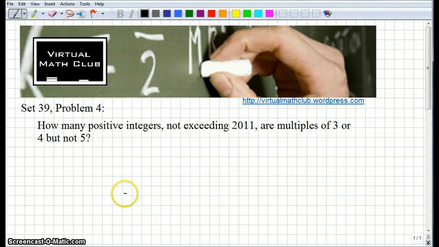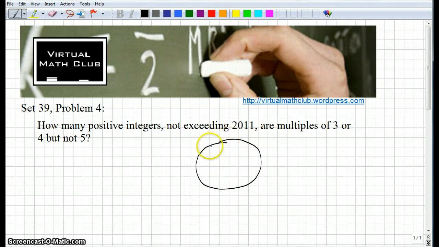Problem number 4. How many positive integers not exceeding 2011 are multiples of 3 or 4 but not 5? Alright, now this is kind of a tricky problem, but if we just take it step by step, it's not so bad. The first thing I'm going to do is represent the sets of multiples of 3 and multiples of 4 in a Venn diagram, because that'll help me organize my thinking.